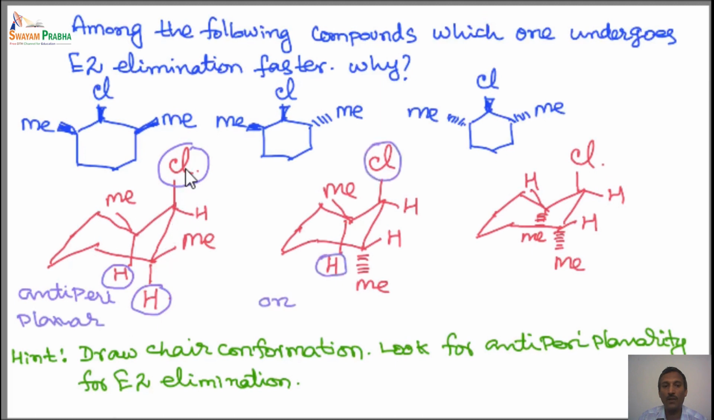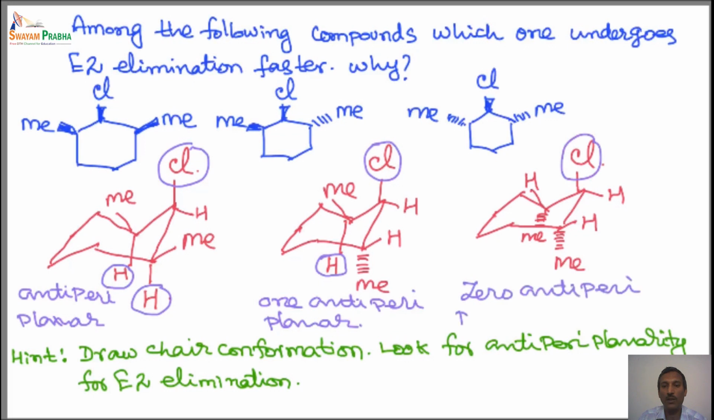So here we have, let me draw the things completely, then we will start our explanation. So here this methyl group and this proton both are in the anti-periplanar arrangement, that is they are anti to each other and they are in the same plane. So these two are anti-periplanar to each other, and this chlorine and this proton are also trans, anti to each other, and these two are also anti-periplanar. So this compound has two anti-periplanar hydrogens and chlorines present.